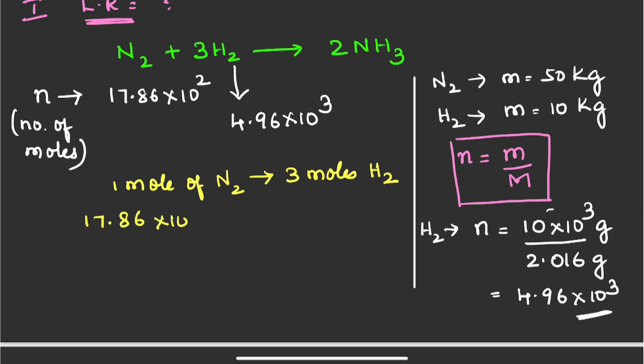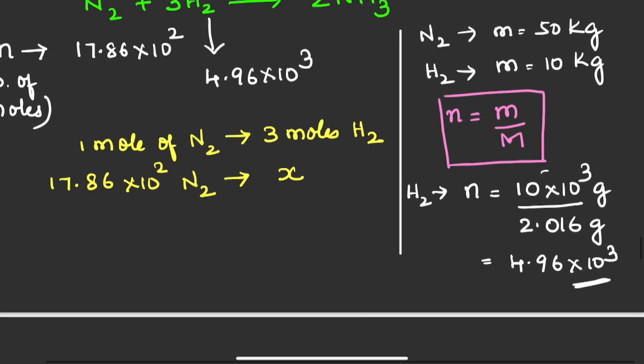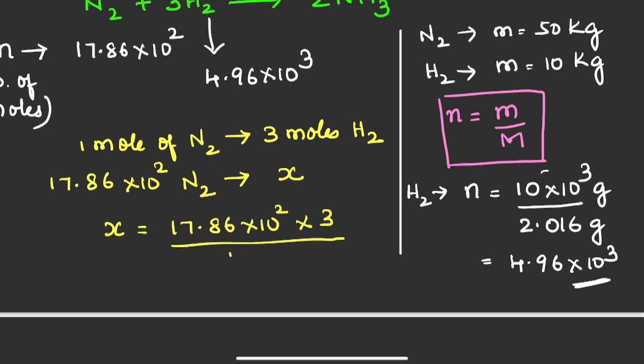But in the question it is given 17.86 into 10 to the power of 2 moles of nitrogen. Then how many moles of hydrogen are required? Take that as x. Now cross multiply, and you get x equal to 17.86 into 10 to the power of 2 into 3 divided by 1. If you divide this, you get 5.36 into 10 to the power of 3 as the answer. This many moles.